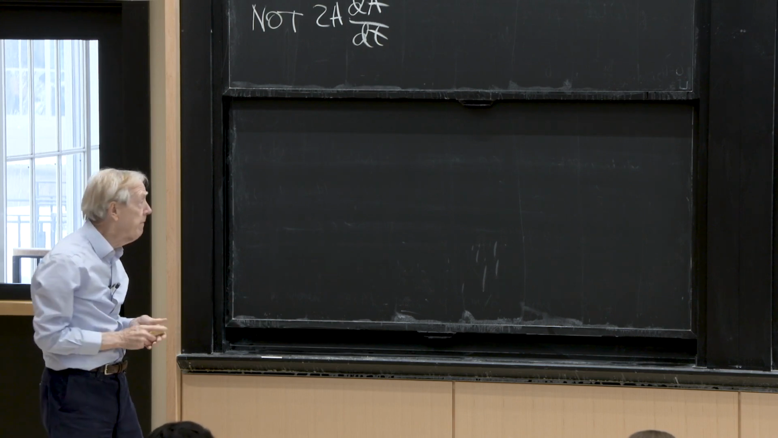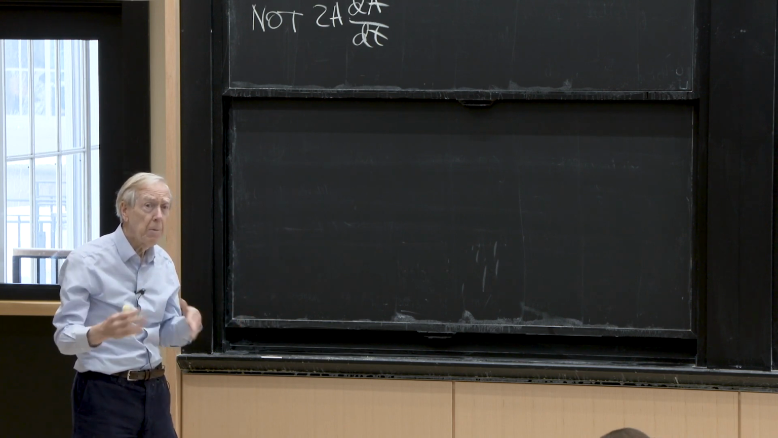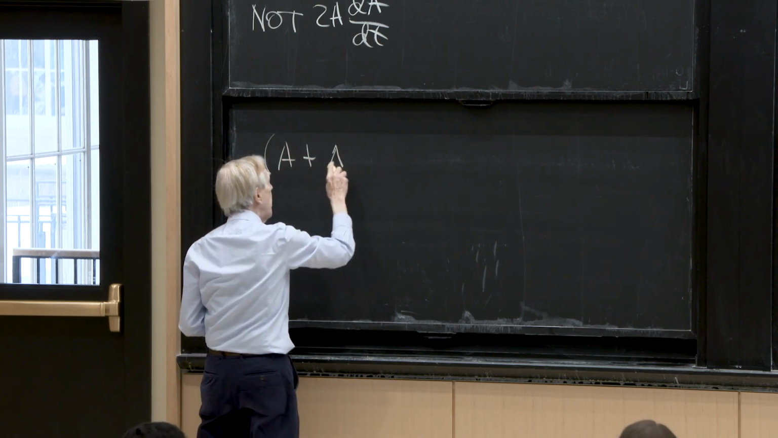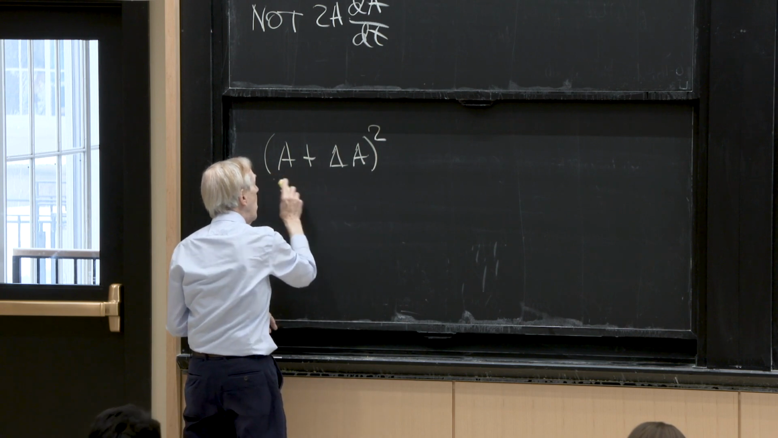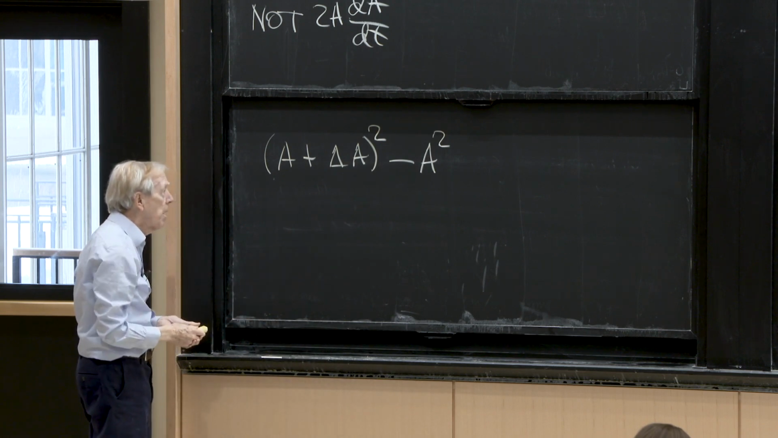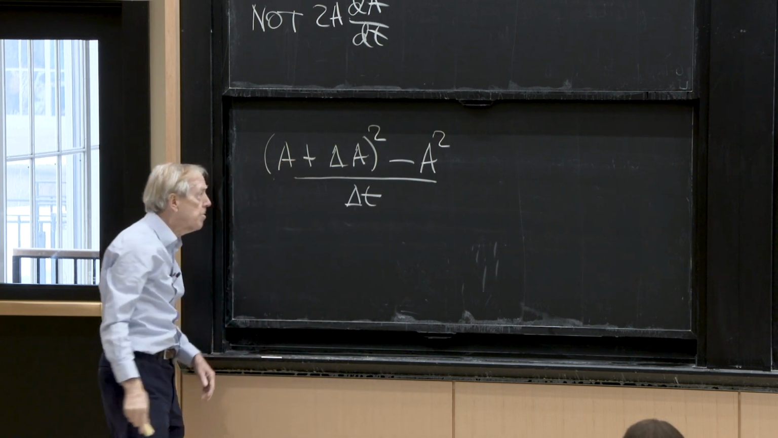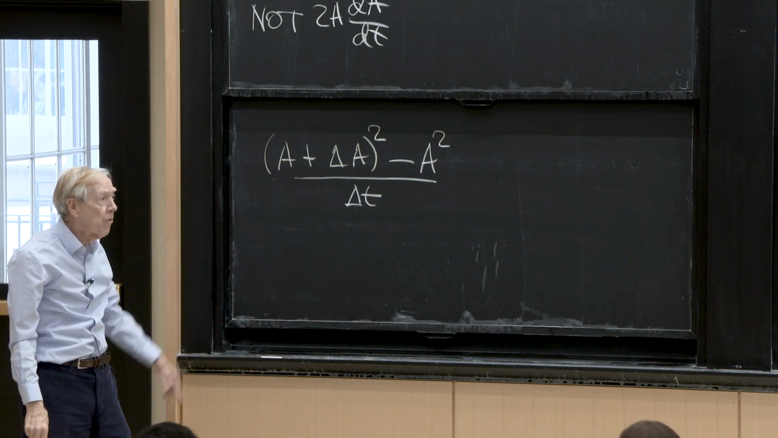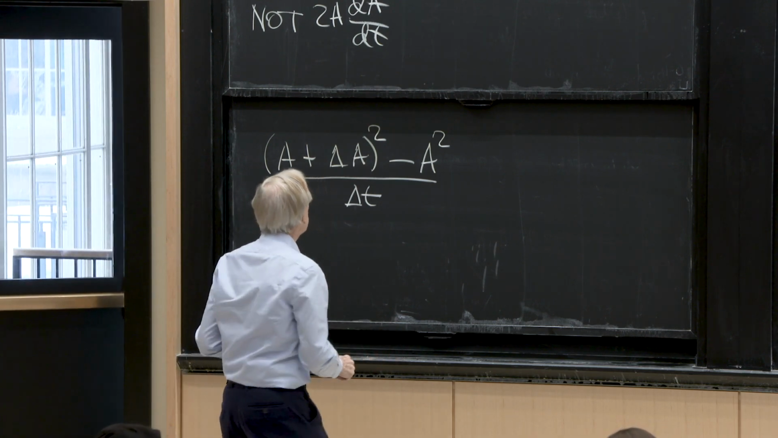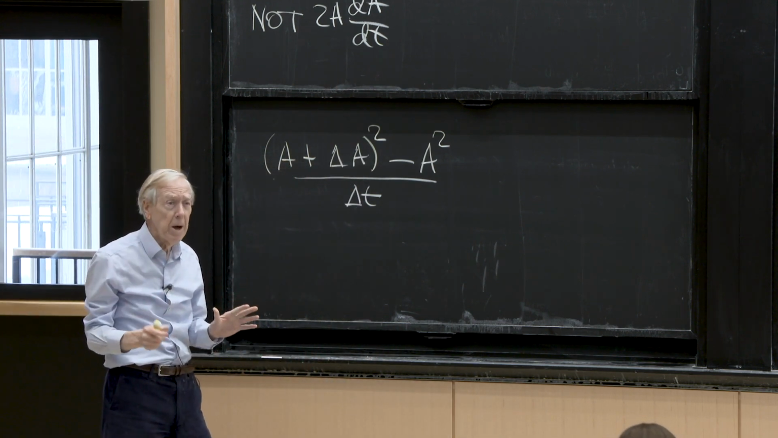So how do you find the derivative? It's a limit. First you have a delta A, right? And then you take a limit. So I look at (A plus delta A) squared minus A squared. So that's the change in A squared. And I divide it by delta t. And then delta t goes to 0. So that's the derivative I'm looking for, the derivative of A squared. And now if I write that out, you'll see why this is wrong, but something very close to it, of course, can't be far away, is right.